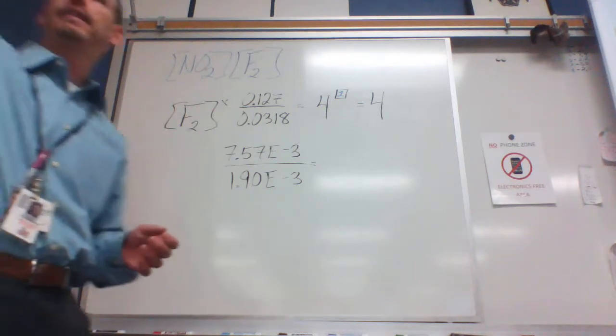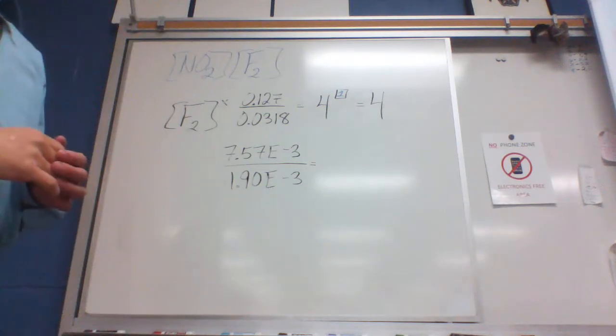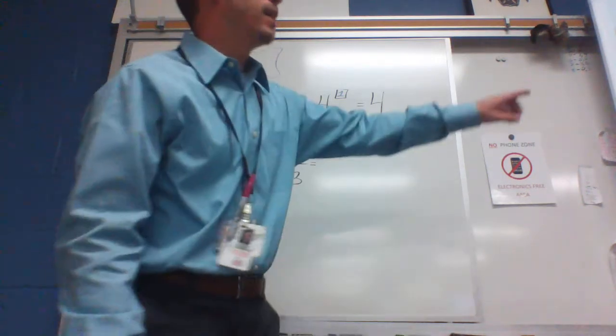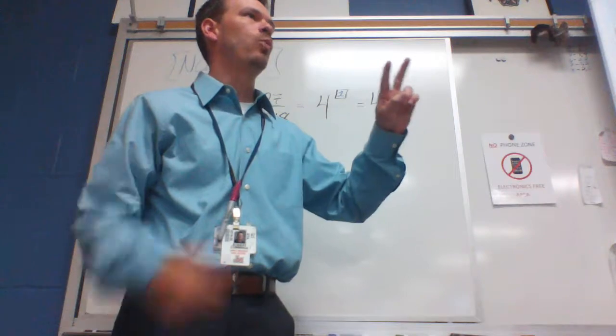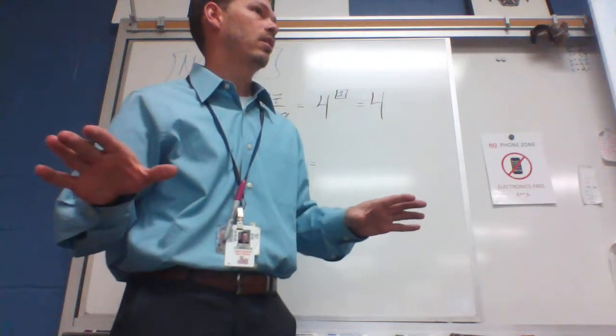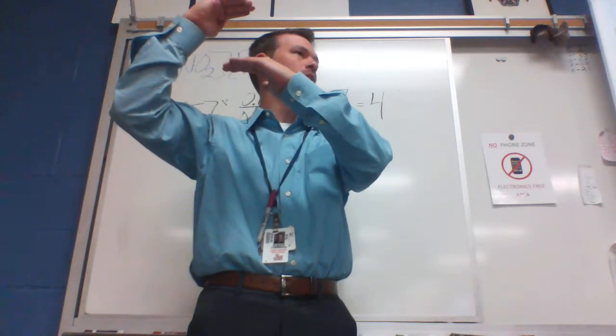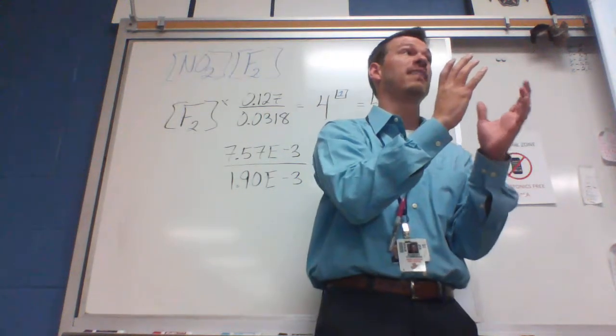So let's continue. Wait, so why do we do the fluorine? Why do we do 1 and 3? Because we can only use the 2 trials where the other reactant didn't change. Right. Because whenever one of the reactants isn't changing, that means all of the data is coming from the reactant that is changing.